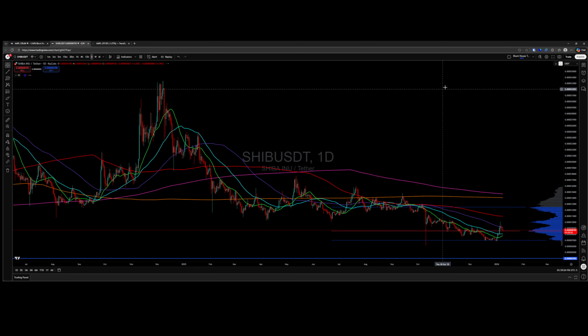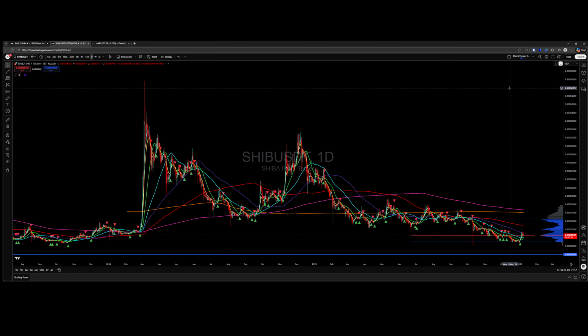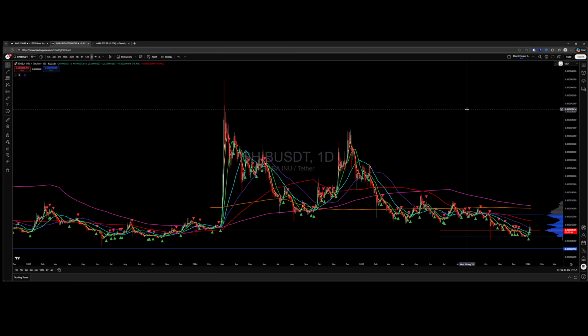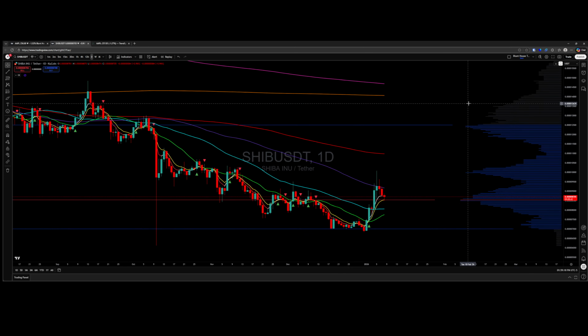This is one of these cryptos that's been around for a million years, it feels like, SHIB. And I don't know, would you rather trade it, or do you want to just buy and hold it? I'd rather trade it. It doesn't trade any differently than any of the other stocks we look at. Did you get a buy signal on the daily after a nice move down? Yeah, below all your major moving averages.